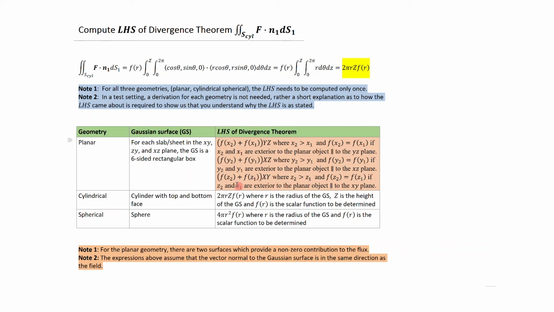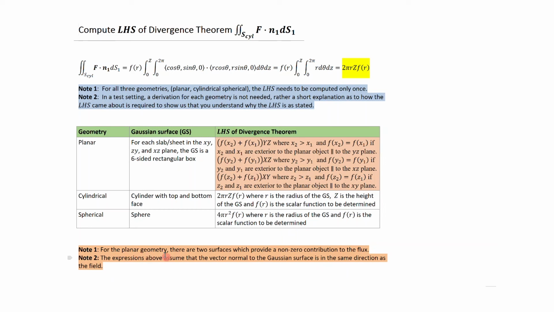But again, under these conditions, we find that if the points are taken exterior, the sides of the Gaussian surface are exterior to the slab on both sides or sheet, then this condition is satisfied. These two are equal to each other, so you only have to solve for one of them. For the spherical case, we end up with the flux integral being 4 pi r squared f of r, r being the radius of the Gaussian surface, and f of r, of course, is a scalar function that's to be determined. So just two notes.